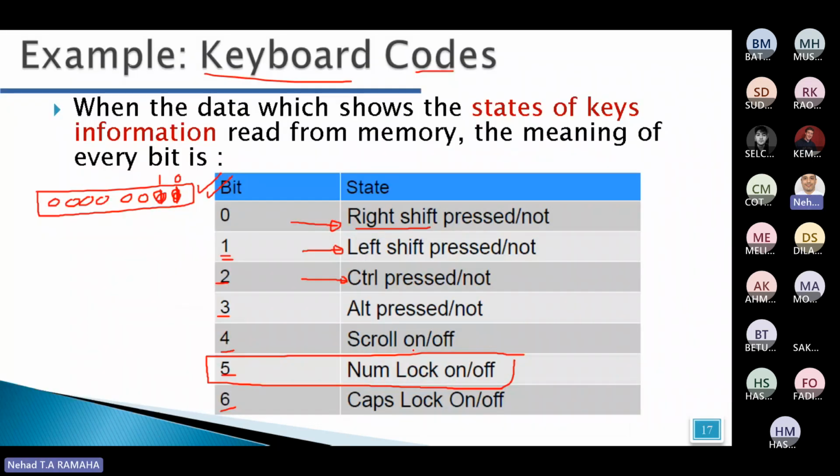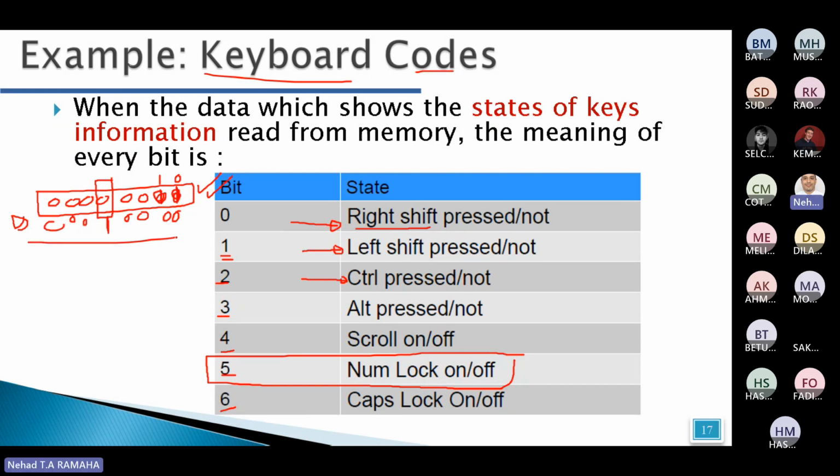Okay, to check if the numlock is on or off, I will go to digit number 5 and I will check it. Is it 0 or 1? If it's 0, this means the numlock is off. If it's 1, this means the numlock is on. So I don't care about other digits. So I will make an AND operator with a mask. This mask is all 0 except in front of the 5th position, which is the numlock position, which will be 1.